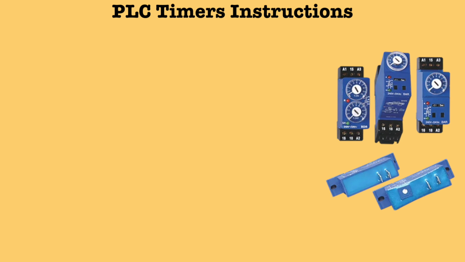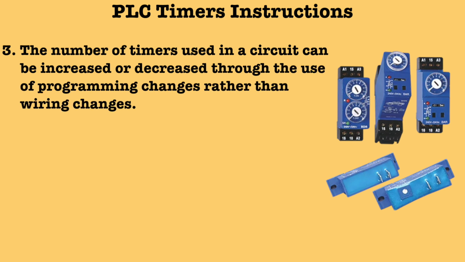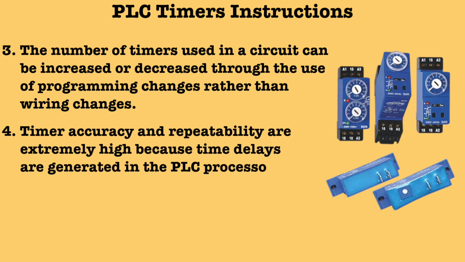PLC timers offer several advantages over the mechanical and electronic timers. The first advantage is the entire timing function occurs inside the controller. The second advantage is the time setting can be easily changed. Third, the number of timers used in a circuit can be increased or decreased through programming changes rather than wire changes. And the last advantage is that timer accuracy and repeatability are extremely high because the time delays are generated in the PLC processor.